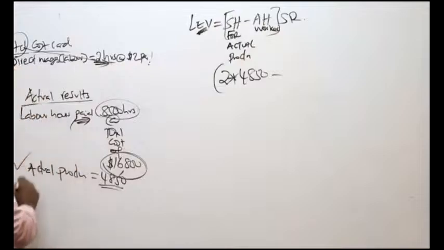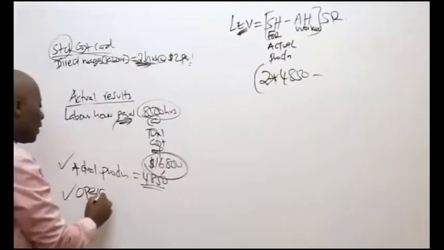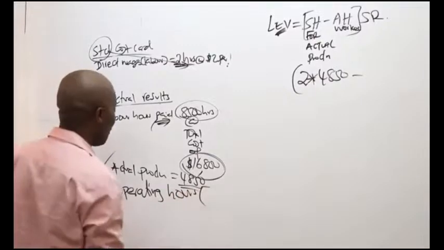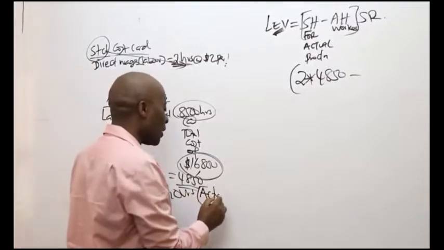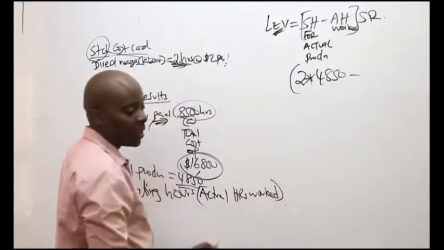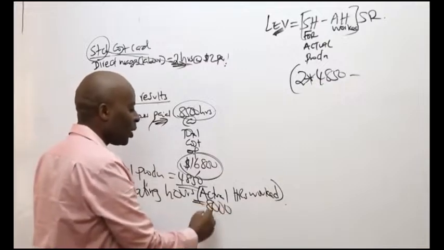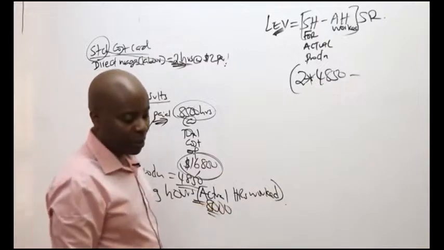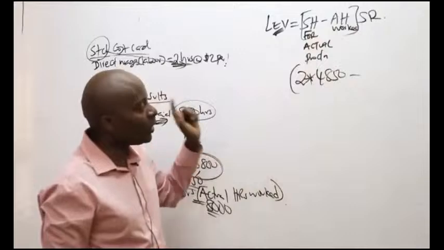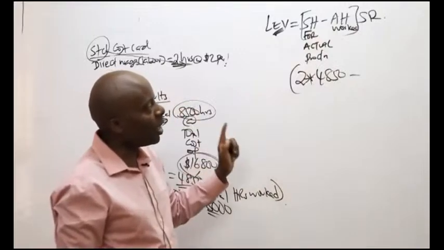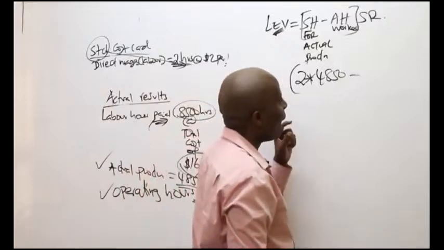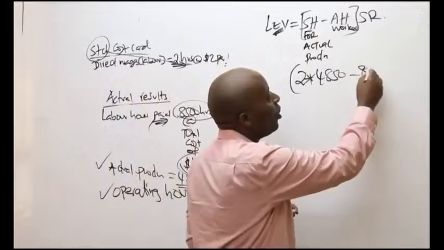Ladies and gentlemen, there is a place where they've told you the operating hours. Operating hours are the actual hours worked. And you can see that they were how many? They were 8,000. To see how efficient these people were, we will always work with actual hours worked. They were not 8,500. 8,500 hours were the hours we actually got paid for. But the actual number of hours worked were 8,000 only.